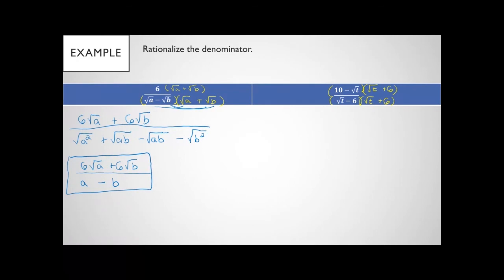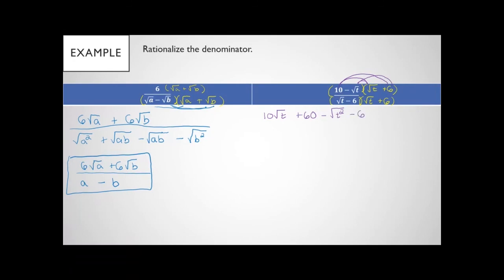So I'm going to start FOILing on the top. So I have 10 times the square root of t for the first. Now the outside is going to be 10 times 6, so that's 60. The insides have a negative square root of t times the square root of t. So I'm going to have my square root of t times t is t squared, so I'm going to write that. And then the last term's negative square root of t times 6.